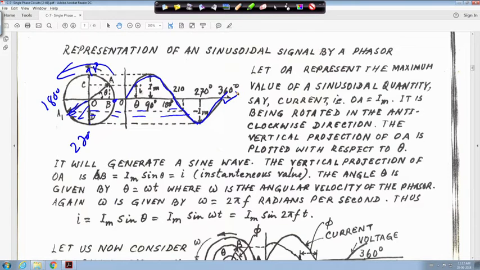This is how that sinusoidal representation of a sinusoidal signal by a phasor. That means a phasor is actually a rotating vector, right, because the angle will lie between 0 and 360 degrees. And it is moving either anticlockwise, or clockwise, whatsoever. Here we are taking anticlockwise. That phasor is a rotating vector, right.